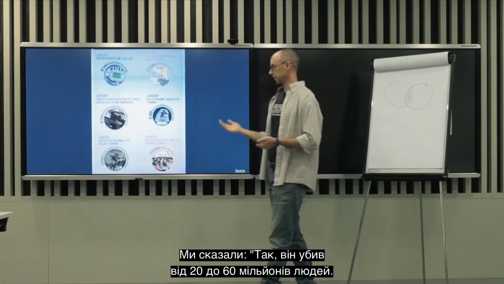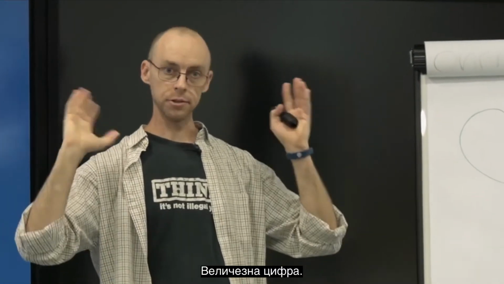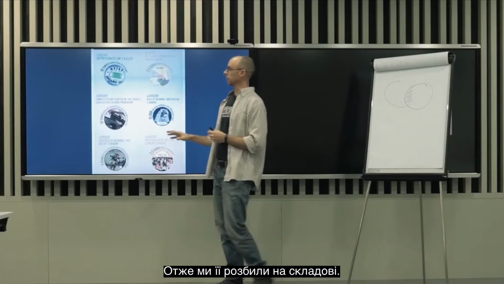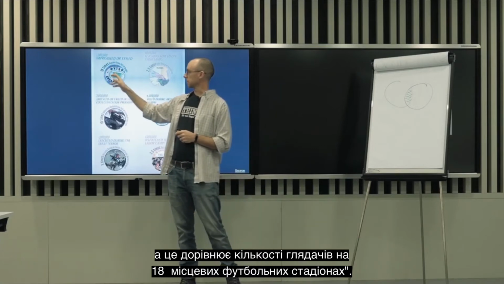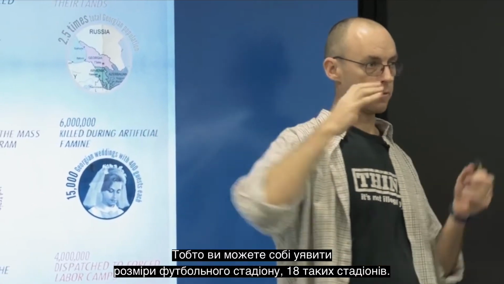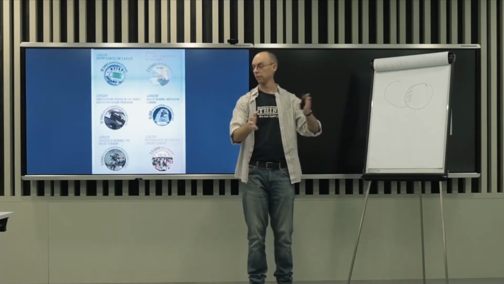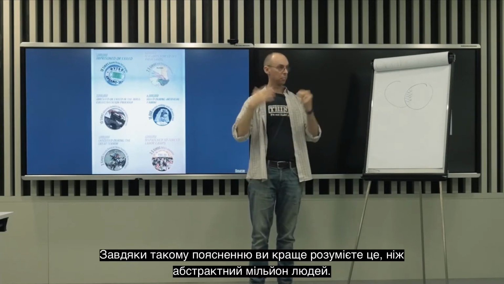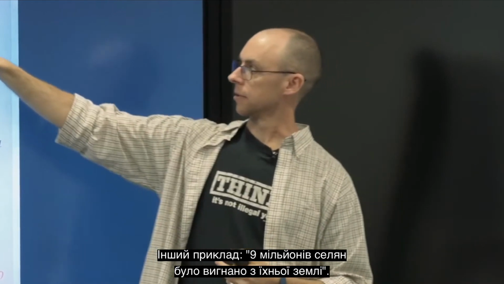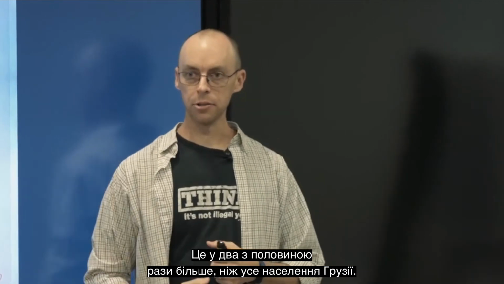And so then what we did was we're saying, okay, he killed about 20 to 60 million people, but that's a large number. It's hard to understand that. And so we broke it down. We said, okay, 1 million people were in prison or exiled, and that's equivalent to 18 times the local football stadium. So you can think of a football stadium, 18 of them, that's how many people were sent to prison or exiled. It's easier to comprehend that, and you get a better grasp of that than just 1 million people. Another one is 9 million peasants were forced off their lands. That's equal to 2.5 times the population of Georgia.